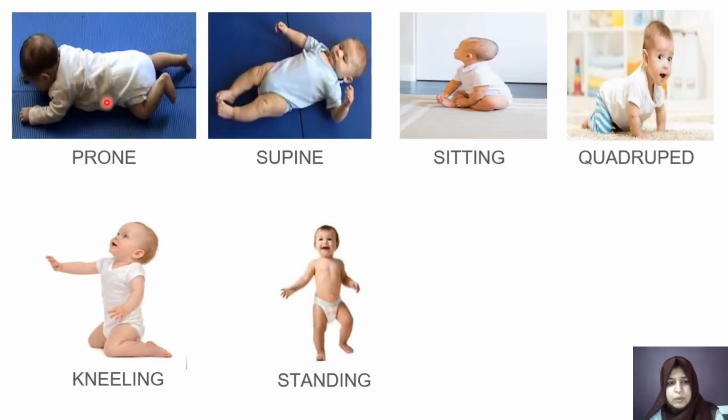So onset for the prone position is 5 months, for the supine position is 7 to 8 months, for the sitting position is 6 to 8 months, and for the quadruped is 9 to 12 months, for the kneeling is 15 months. It is the same for the standing position also. This is all about the cortical reactions.